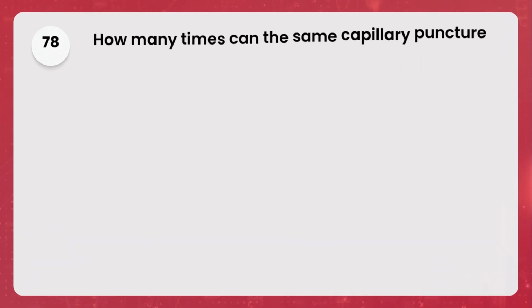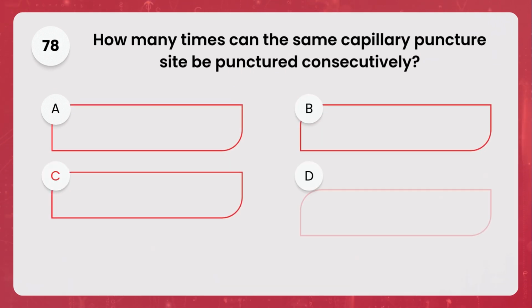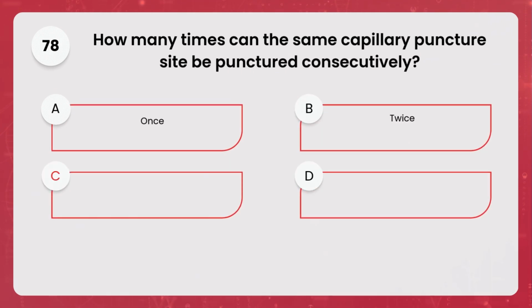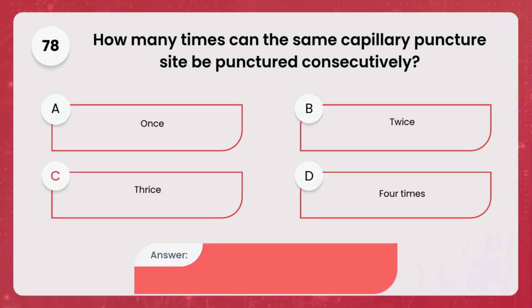Number 78. How many times can the same capillary puncture site be punctured consecutively? A. Once, B. Twice, C. Thrice, or D. 4 times? The answer is A.